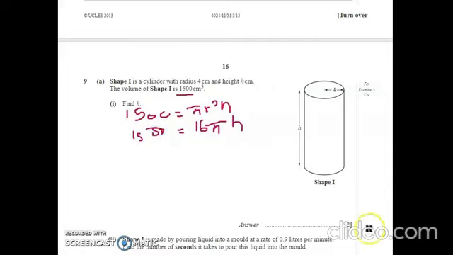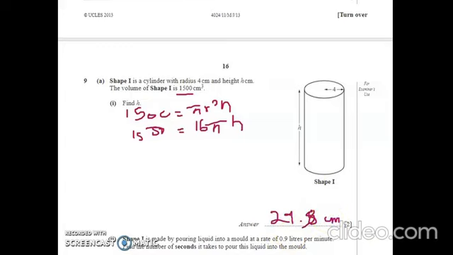Okay, this is the last question which we will be doing. Shape 1 is a cylinder with radius 4 and height h. The volume is 1500 centimeter cube. What is the formula of volume? Because we need to find h. So that is pi r square h. R is 4. So 16 pi h will give me 1500. So 1500 divided by 16 pi will be my h value. That is 29.84. So 29.8 in 3 significant figures, 29.8 centimeters.